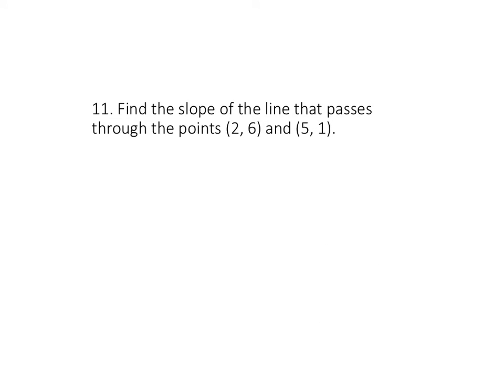To find the slope of a line that passes through 2 points, we need to know the slope formula, and that is m equals y2 minus y1, the second y coordinate minus the first y coordinate, over x2 minus x1, the second x coordinate minus the first. We should go ahead and label these points as x1, y1, and x2, y2, so that we can substitute into our formula.